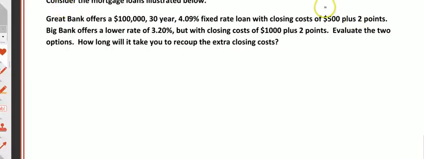For the Great Bank, it's $500 plus 2 points. Well, remember, a point is 1% of the loan. So 1% times $100,000, that would be 1 point, but if I multiplied it by 2, that would be 2 points. So let's see what the total closing costs are there. So I get $3,000 in closing costs.